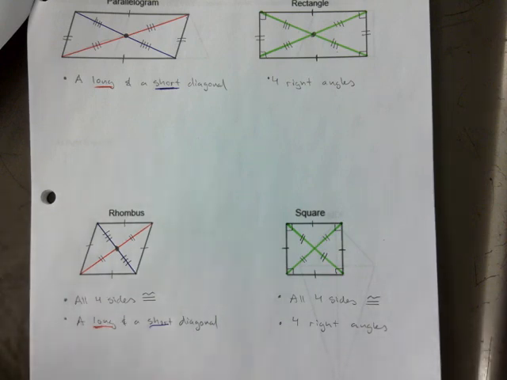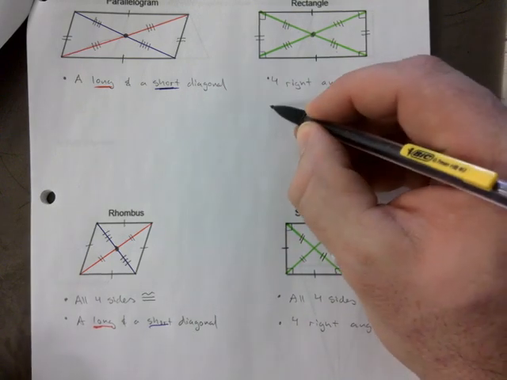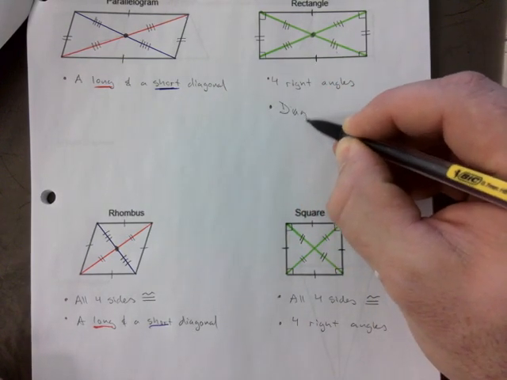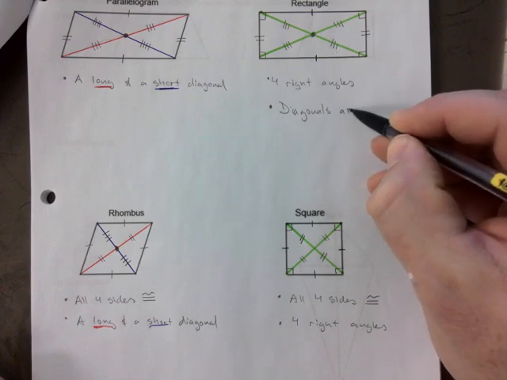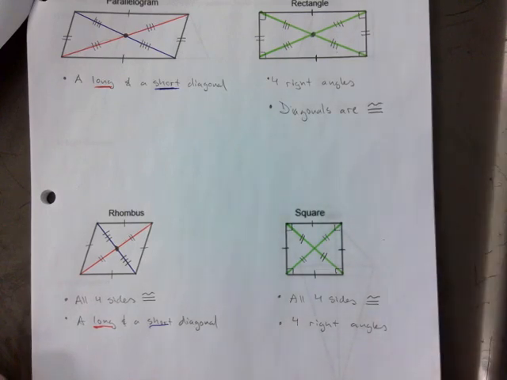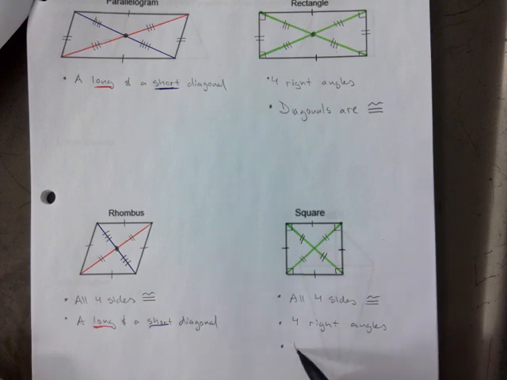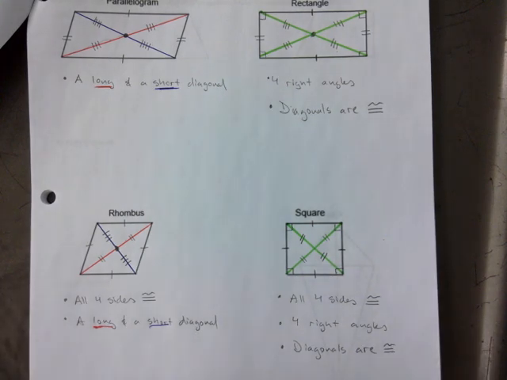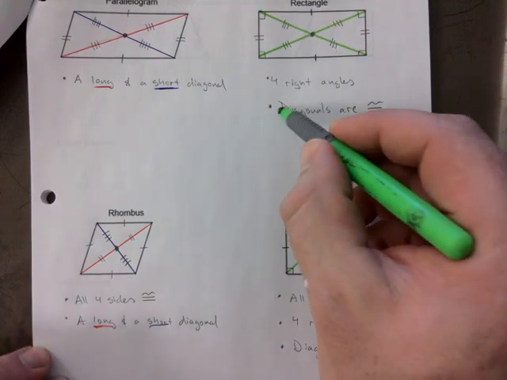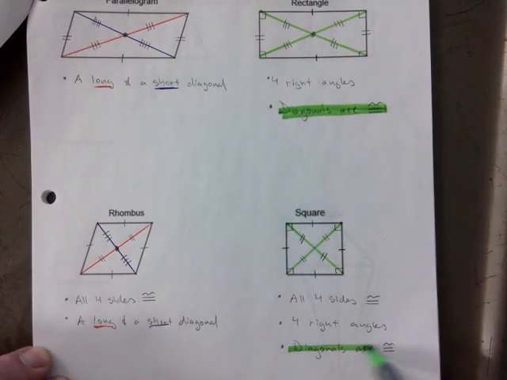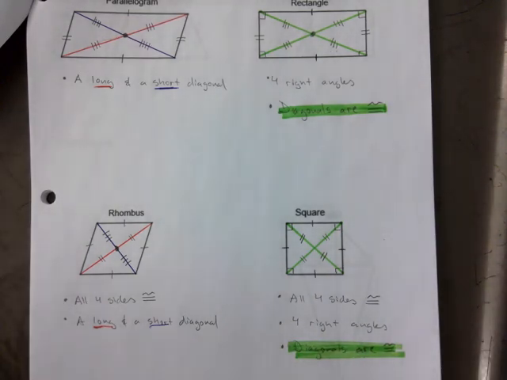So I'm going to write that down here. Diagonals are congruent. Okay? Same with the square down here. Diagonals are congruent, so they're actually the same in length. And I'm going to highlight them in green. Is that going to backfire? Is that going to make it hard to see or what? Okay. Diagonals are congruent. And one last thing.